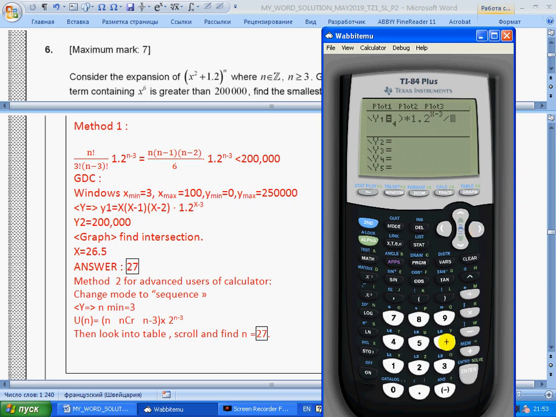Divided by 6. Right, then Windows: x minimum is 3, x maximum we don't know, we assume 100, y minimum 0 and y maximum, for example, 25,000.